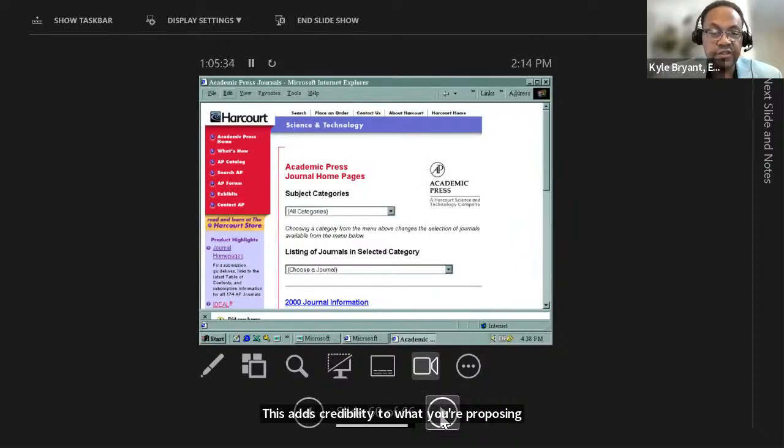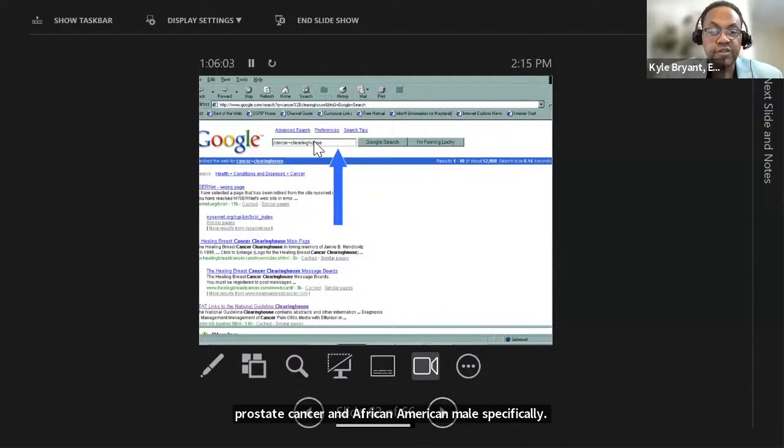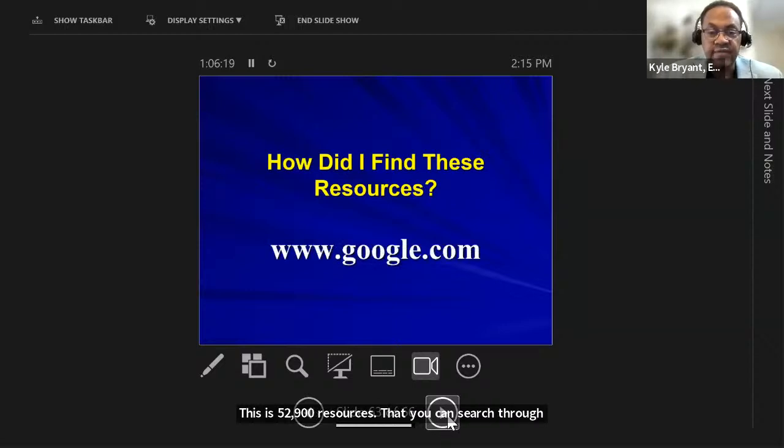Also, these are just other screenshots of where you could get information. The Academic Press Journal, Home Press, you can choose any topic and find cited research on those things. As I mentioned about the prostate cancer, where you can get information to make your problem statement more like a wow statement, because you can talk about cancer in the African American community and prostate cancer in African American males specifically. You can also do a search on Google and in Google Scholar for things like cancer and clearinghouse and get information. This is 52,900 resources that you can search through for other things. How did I find these resources? Google.com.